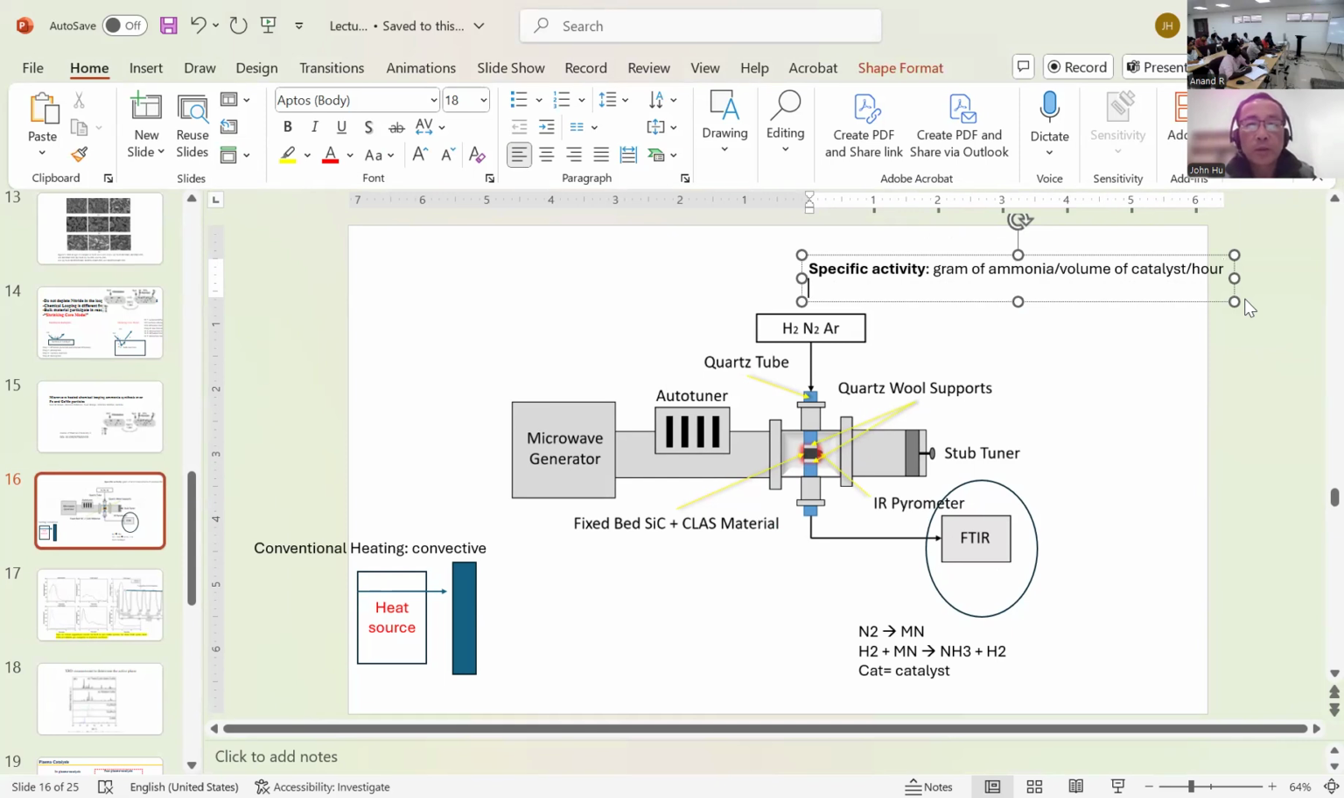Typically, I can give you the number. For ammonia synthesis, probably the best you can do is 0.6 gram of ammonia per milliliter of catalyst per hour. What does it mean? In one hour, one volume of catalyst can produce 0.6 gram of ammonia. Make sense? Okay, that's called specific activity. So based on this laboratory setup, you can get this number.